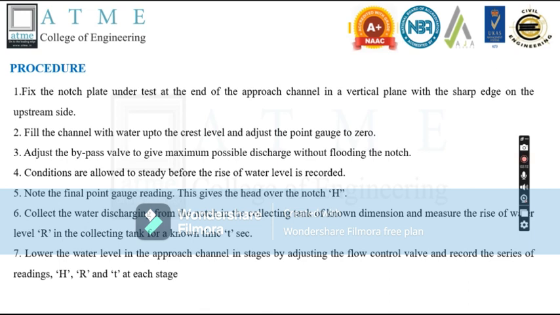Lower the water level in the approach channel in stages by adjusting the flow control valve and record the series of readings H, R and T at each stage. For varying discharges, note down the head, then 0.1 meter rise, note down the time taken to collect water in the collecting tank. Now let us see the experimental conduction in the laboratory for the calculation of coefficient of discharge by V notch.